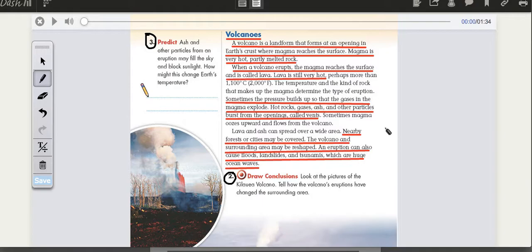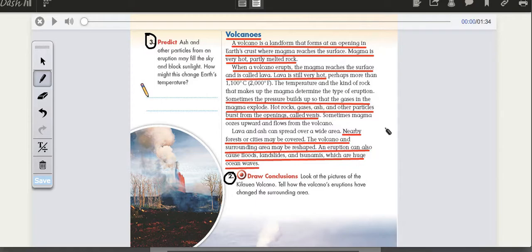Well, what is the effect of volcanoes on the nearby land, or on the city or the forest where this volcano is located? Nearby forests or cities may be covered by the lava, by the burning lava. The volcano and the surrounding area may be reshaped. When I say reshaped, it means that it's shaped again. So this is the effect of volcanoes on the surface of the earth. So it causes reshaping of the land where the volcano was.